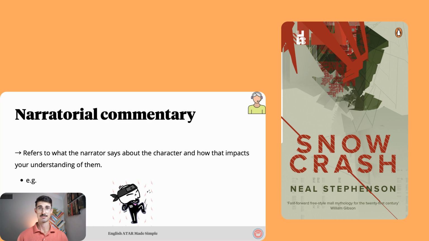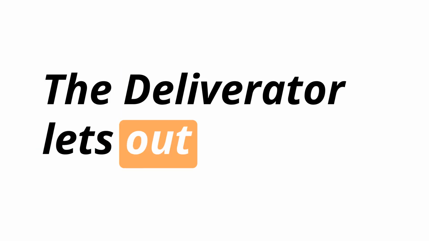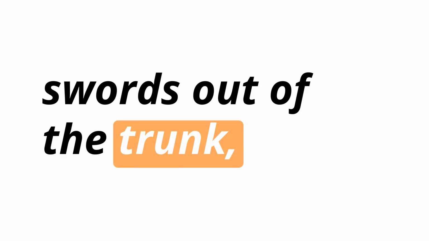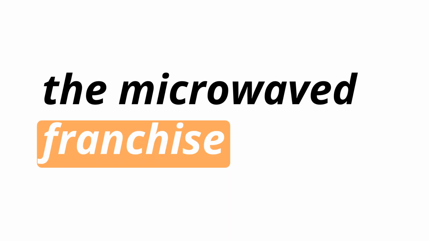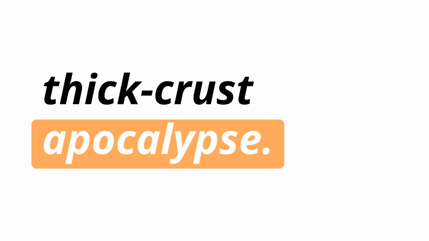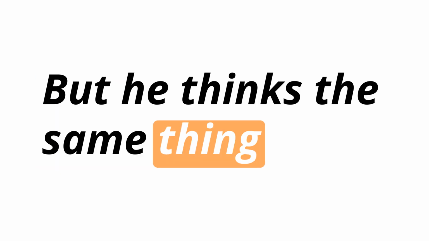This is the excerpt. The deliberator lets out an involuntary roar and puts the hammer down. His emotions tell him to go back and kill that manager, get his swords out of the trunk, dive in through the little sliding window like a ninja, track him down through the moiling chaos of the microwave franchise, and confront him in a climactic thick crust apocalypse. But he thinks the same thing when someone cuts him off on the freeway, and he's never done it yet.